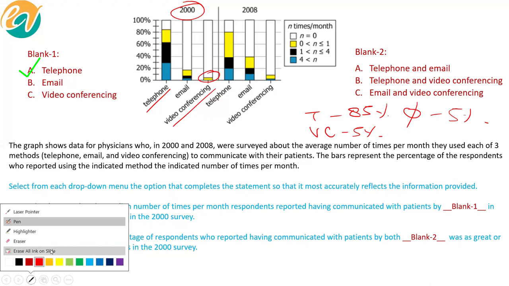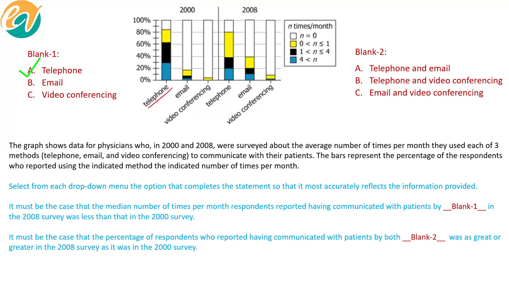Now let us consider telephone and email. Let's look at 2000. For the year 2000, telephone is how much? 85. And email, more than that, right? Almost 18, I would say.